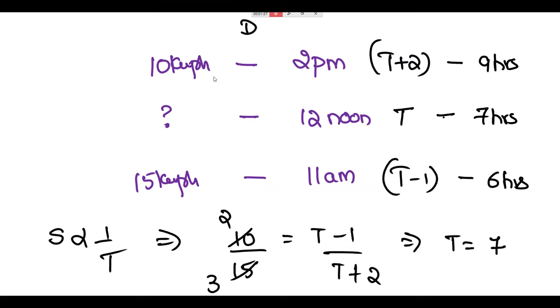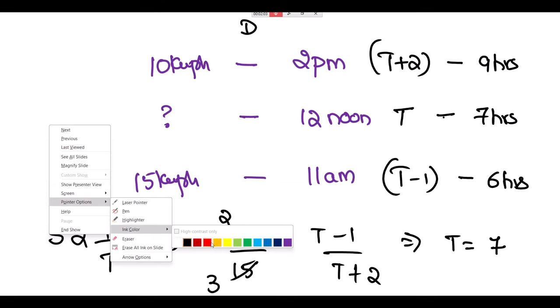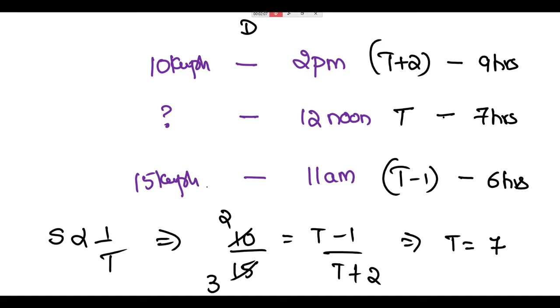With 10 kilometer per hour, you are traveling 9 hours. So what will be the distance is 90 kilometers. Or with 15 kilometer per hour, you are traveling 6 hours also. 90 kilometers is the distance. Now that 90 kilometers you need to travel in 7 hours. What is the speed? Is 90 divided by 7.